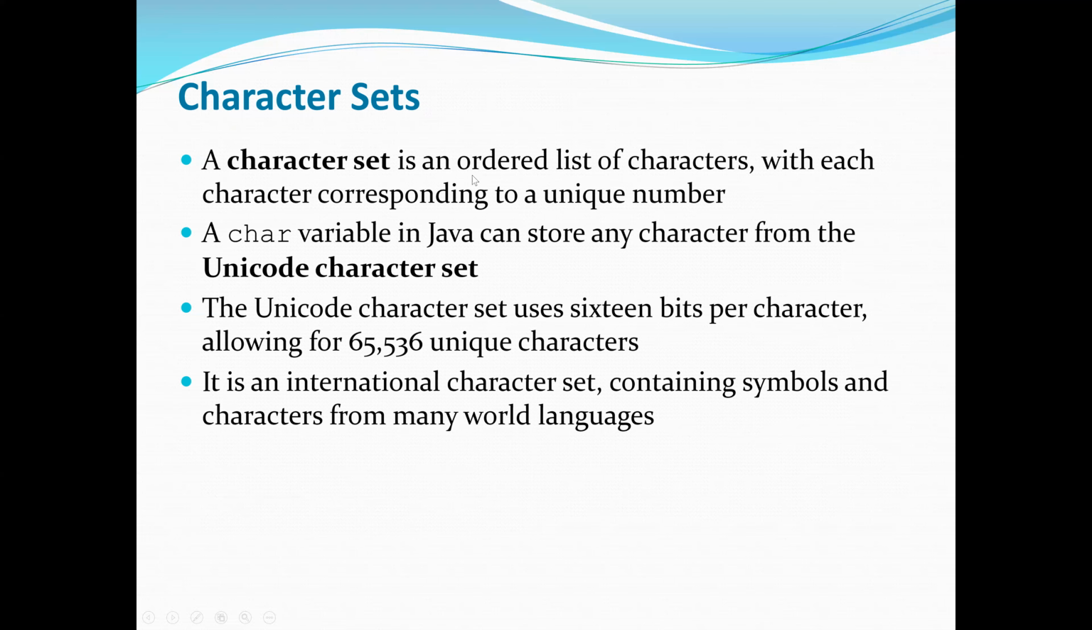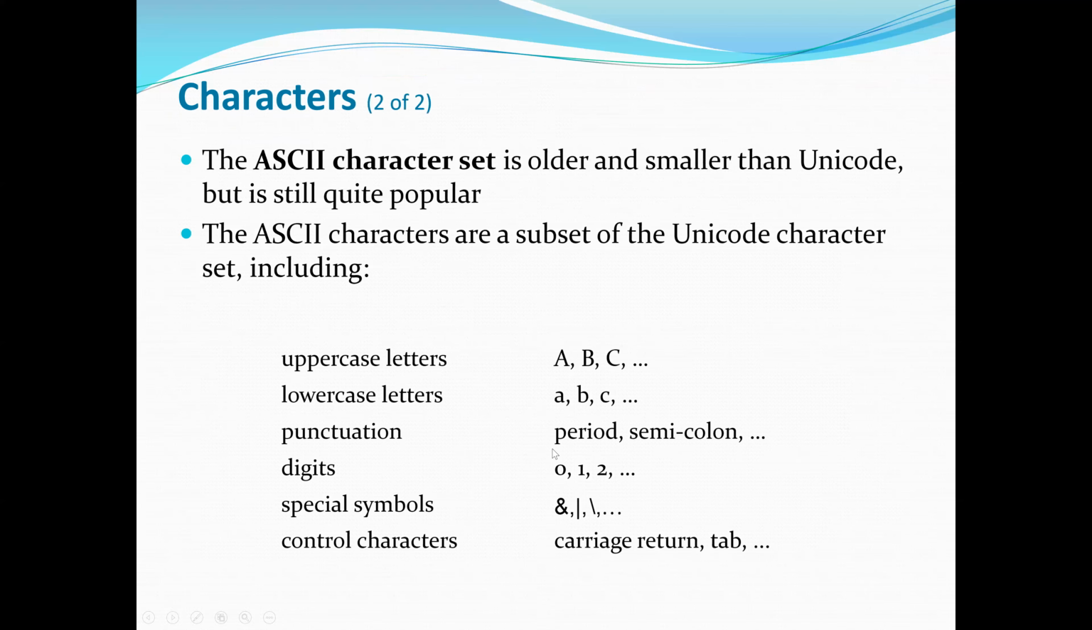So we also have what we call the character set. A character set is an ordered list of characters, with each character corresponding to a unique number. A char variable in Java can store any character from the Unicode character set. Unicode normally uses 16 bits per character, which makes it possible to have 65,536 unique characters. It's an international character set containing symbols and characters from many world languages.